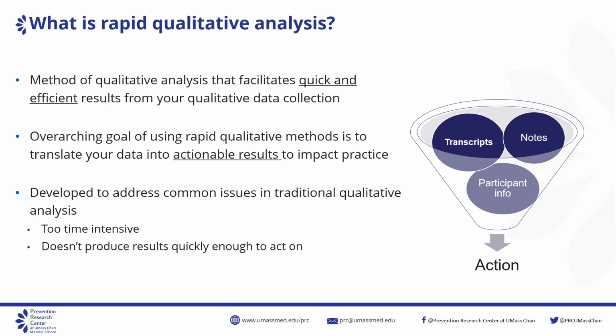Rapid qualitative methods can overcome common issues with traditional qualitative methods, in that they can be too slow to produce results that are actionable. Often with qualitative work, we're trying to understand context, but context can change. And so sometimes with traditional methods, by the time you understand the context, it has already changed. These rapid methods are really designed to help overcome this.